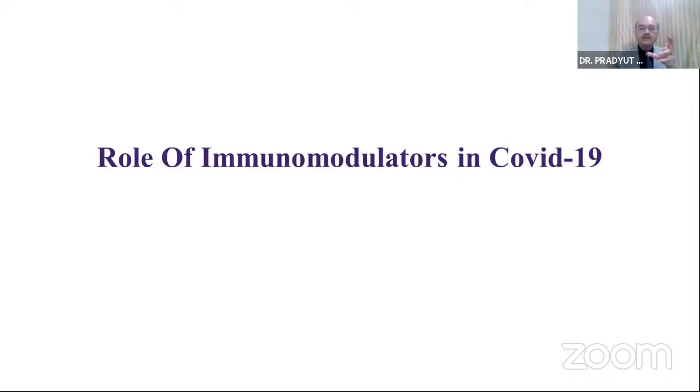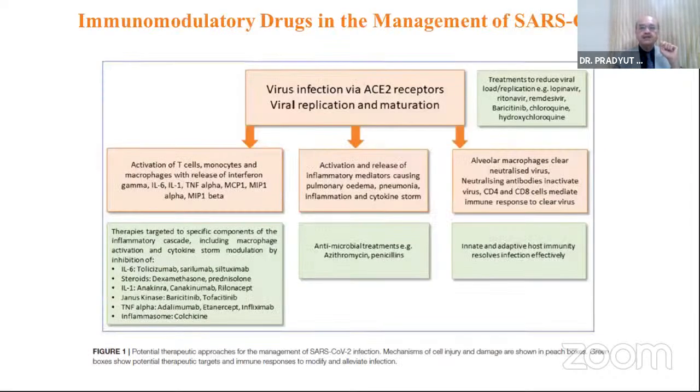So then what can we do? What is the role of immunomodulators in COVID-19? This is broadly a chart in which the peach boxes show the mechanisms of cell injury and how they damage, and the green boxes show the potential therapeutic options. We know that the virus infection occurs by binding to ACE2 receptors, then the virus enters, replicates, and maturation occurs. So to reduce this viral load or replication, drugs like remdesivir, baricitinib, etc. have been tried.